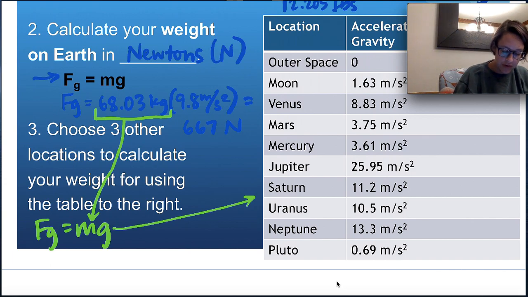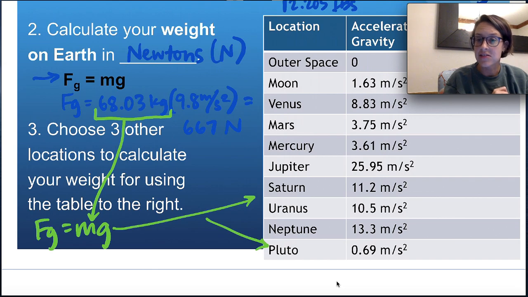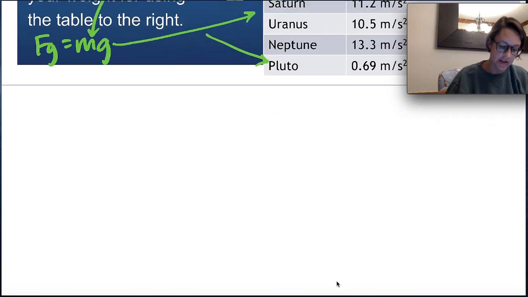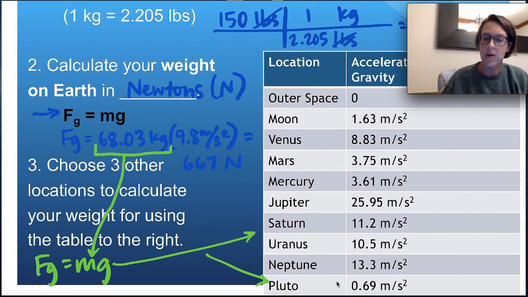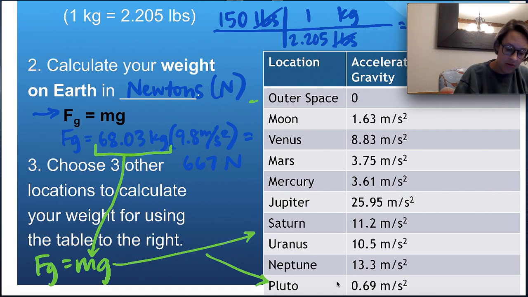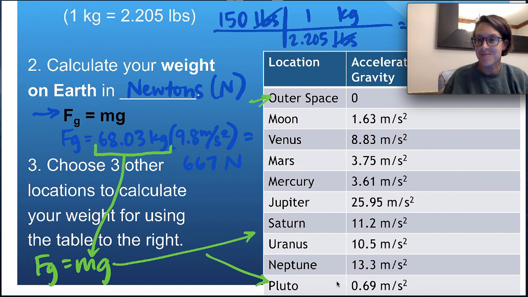You'll see, like, if you go to maybe Pluto, you're doing your mass times 0.69, so you're not going to weigh much at all. Maybe you go to Saturn or Jupiter, your g value is much higher, and so you're going to weigh a lot more. Or maybe even you go to outer space, you weigh nothing because it's your kilograms times 0. And that explains why astronauts float in the space shuttles.